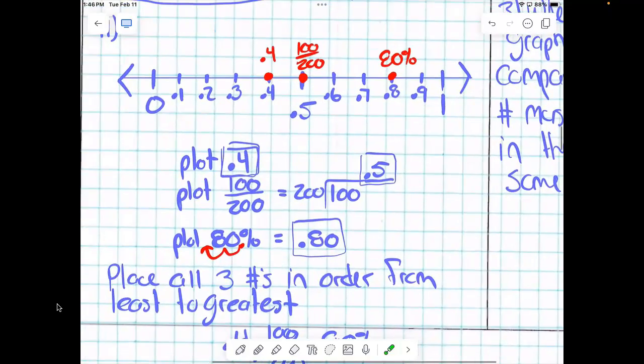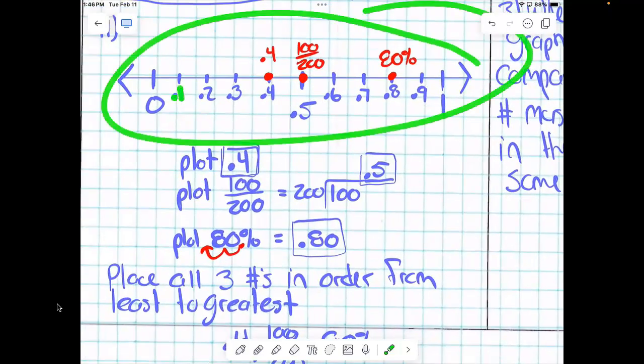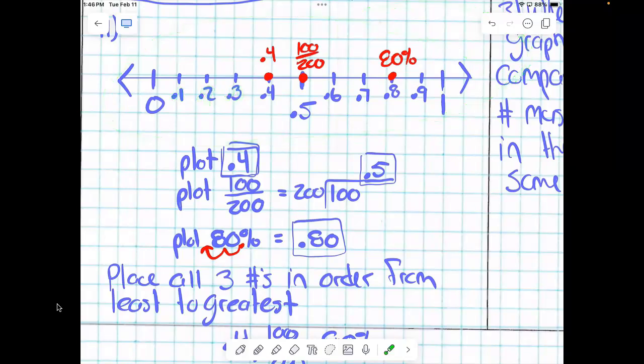All right, here we go. Ladies and gentlemen, I gave you this number line. What are the tick marks labeled in? Decimals, right? Is it easy to put 4/10 on a decimal number line? Yes. Is it easy to put 100 over 200 in this form on a decimal number line? No. In order to easily put this on a decimal number line, we need to convert it to a decimal. Do you know how to convert a fraction to a decimal?